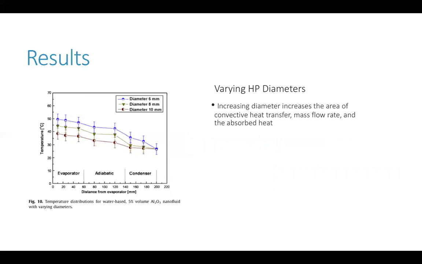Next, here in figure 10, we have another temperature distribution plot versus the distance from the evaporator with a varying diameter. And this shows that increasing the diameter of the heat pipe increases the convective heat transfer, mass flow rate, and absorbed heat. And on this plot, we can see that by increasing the diameter, you increase the performance of the heat pipe.